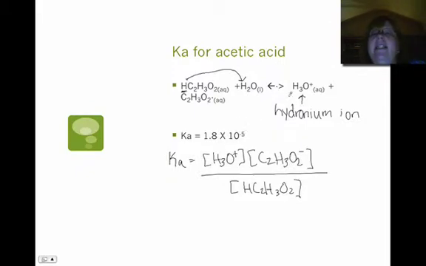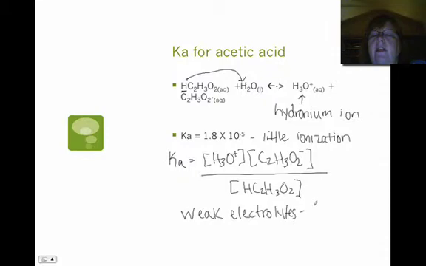What that means is most of what's in the reaction is that the proton stays on the acetic acid. So this Ka means that there is little ionization. There are fewer ions in solution, and so weak acids are weak electrolytes. There are less ions in solution.